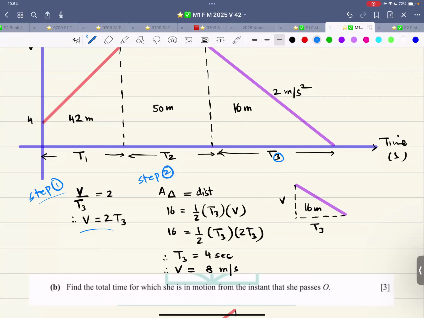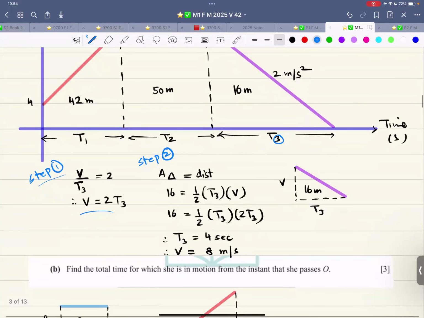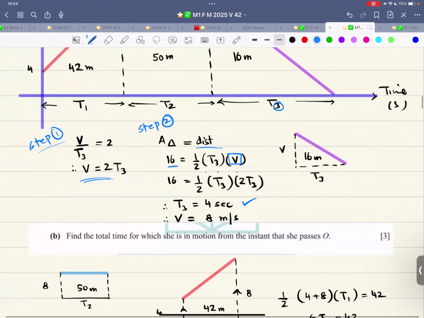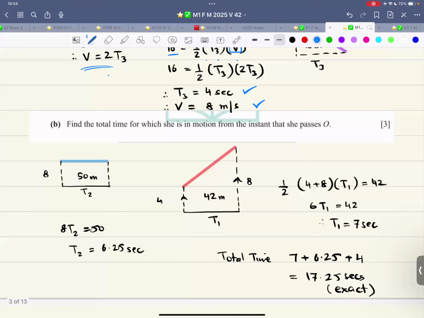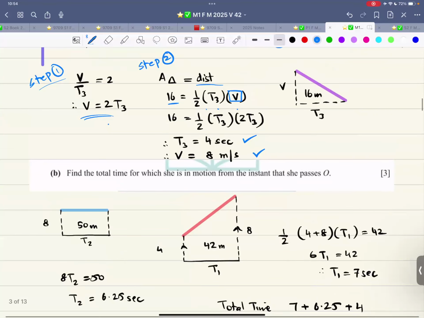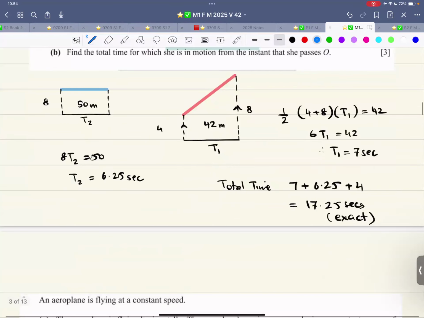Step number 2: the area of this triangle is the distance covered, and 16 is half into base into height, and the height V is written in terms of T. So I got T first, and then I plug in this value, I get the value of V, which is 8. I'll be needing both of them. Find the total time for which the cyclist is in motion. Now this time interval is found, that is 4 seconds. So that is this 4 seconds over here, that is T3.